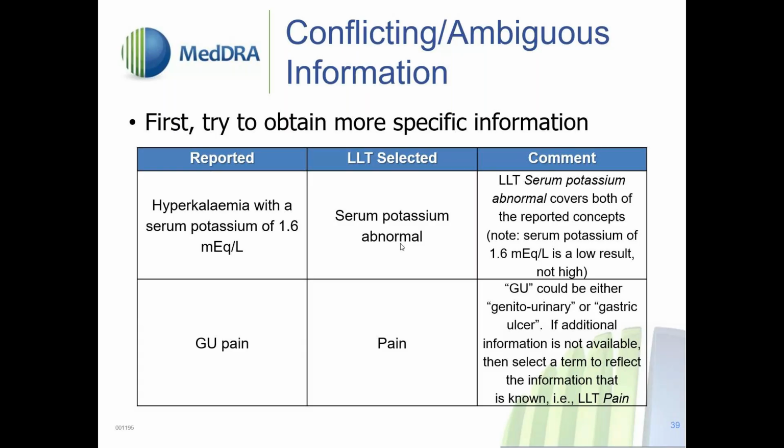A different scenario is shown in the second example, where we see an ambiguous abbreviation that could indicate either genitourinary or gastric ulcer pain. If we cannot obtain clarification from the reporter, the best solution is to code to the underlying basic medical concept, that is pain. If confronted with abbreviations, check in references like dictionaries for medical abbreviations in order to find out whether on an international basis this abbreviation will always mean the same thing, meaning that it is not ambiguous. MedDRA contains abbreviations, but only if they are non-ambiguous.